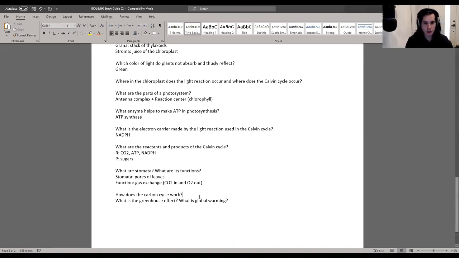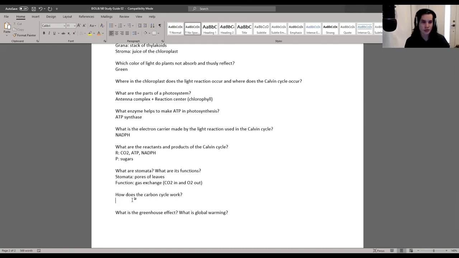How does the carbon cycle work? So this is different from the Calvin cycle. This is kind of like a global thing. So the carbon cycle is, and this is very truncated, photosynthesizers produce oxygen, and then you have your heterotrophs breathing in that oxygen and producing CO2, and then that CO2 is taken up by photosynthesizers.